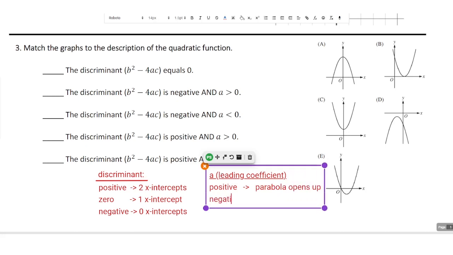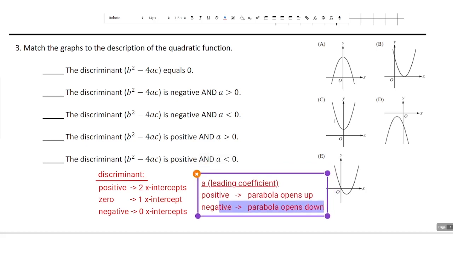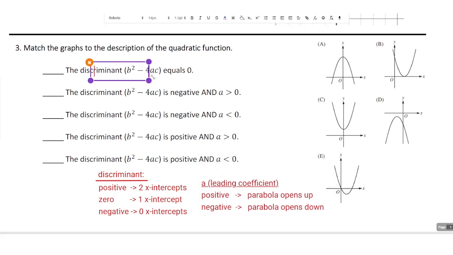If it's negative, then that means the parabola opens down. Now, I don't think there's enough problems here to really get every single combination, but we have 5 of them here. So the first one says the discriminant equals 0.